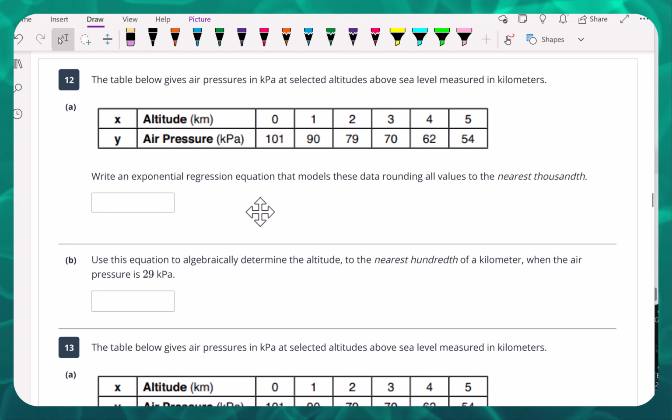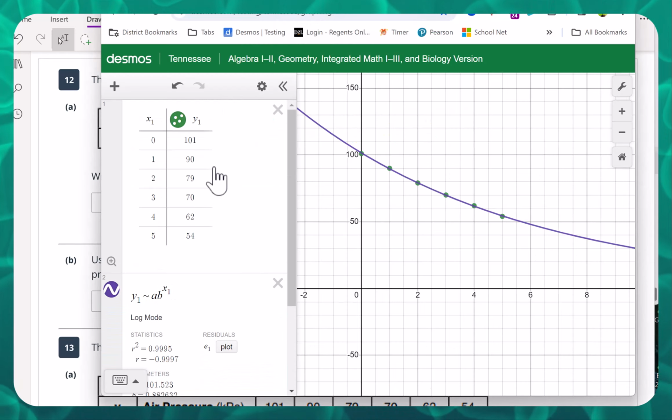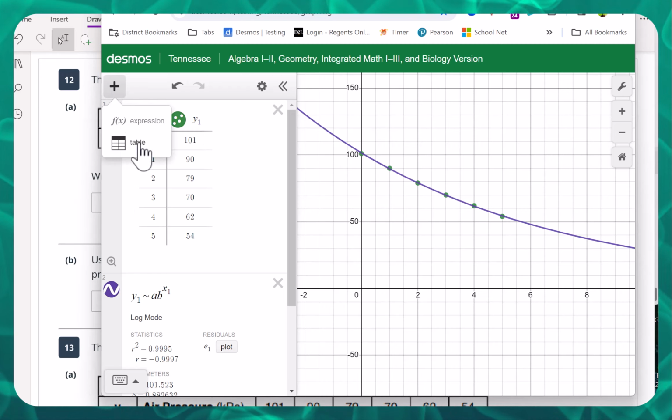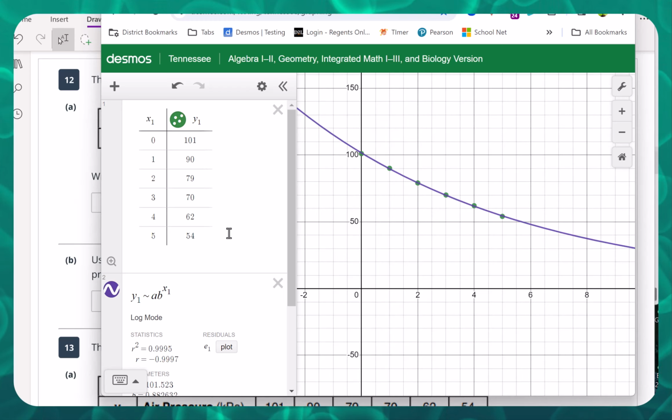All right, looks like question number 12 is asking you to do an exponential regression. You might not see the word regression. It might just say, what's the formula that fits the data the best. So all you have to do is hop on over to Desmos, and we're going to input the table right here. To get the table, you just have to click the plus sign and then select table. I've already entered all the data in the table.